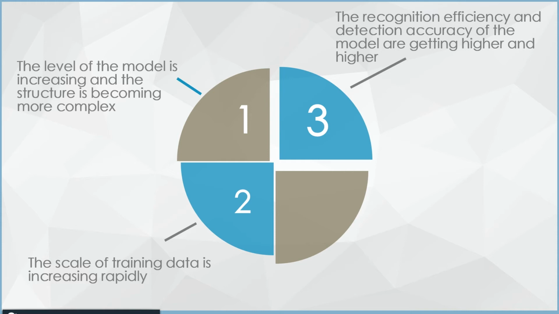The first is that the level of the model is increasing, and the structure is becoming more and more complex. Actually, deep learning needs to model the target features of the image layer by layer, so there are a huge amount of layers. If the depth of the network model is not enough, the required computing units will increase exponentially.